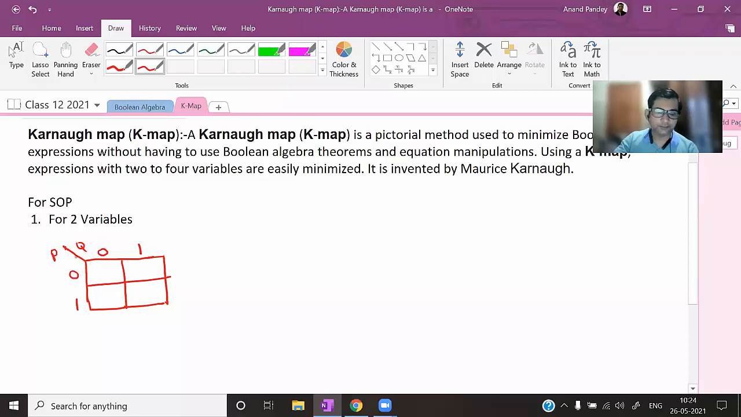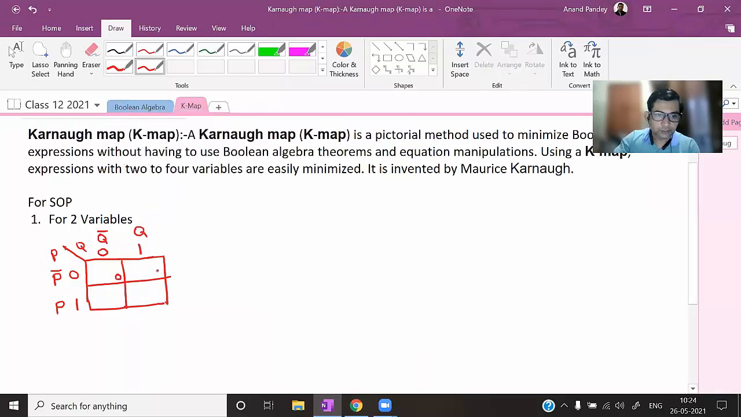Just wait and watch. Now listen, as I told, can anyone tell me, do we put bar for 1 or 0 in SOP? In SOP, we put bar for 0. So here P bar, P. Here Q bar, Q. Okay? And in this box, at the corner, I'm writing 0.